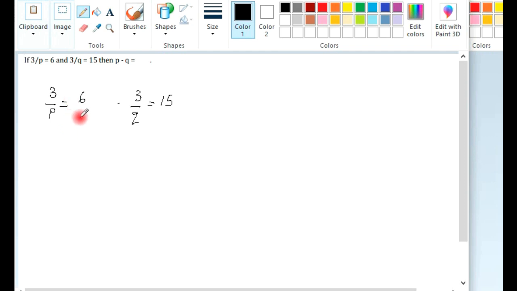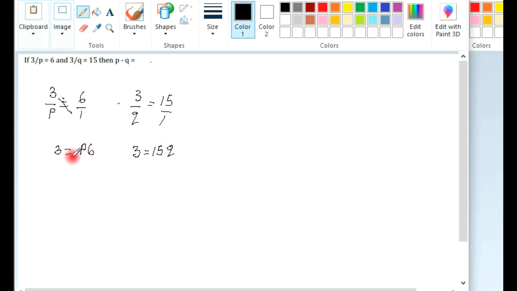Very good. So what is p minus q? The best thing you do here, by elementary mathematics, you just cross multiply. This is all over 1, this is all over 1, you just cross multiply. So we have 3 is equal to 6p. When you cross multiply, 3 multiplied by 1 is 3, p multiplied by 6 is 6p. Then here you have 3 is equal to 15q, right?